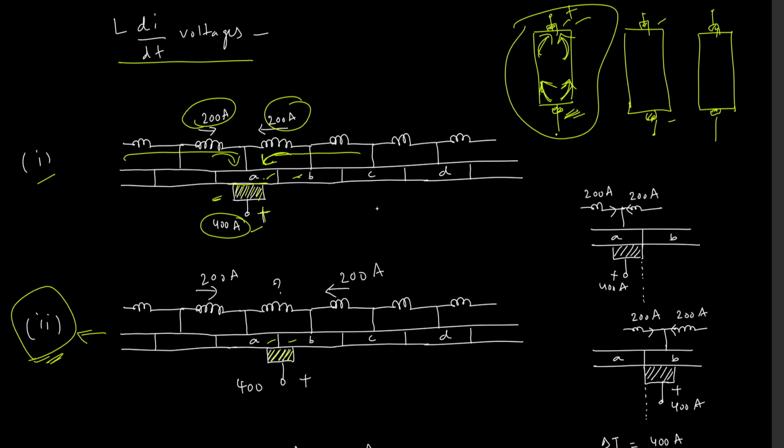Now coming to the second instant, when the brush is at A and B, shorting A and B. Now it is still connecting 400 amps. Now this current is coming from this end and this end, 200 amps, 200 amps, and this coil is shorted. This coil is shorted, which I just ask you to focus. The coil connected between A and B is now shorted due to the brush position.